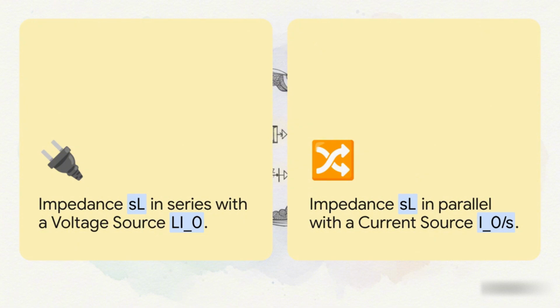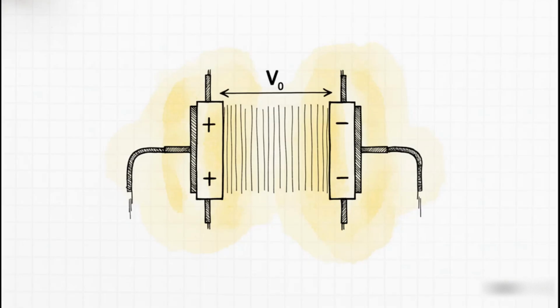But that initial current, it becomes its own little source in our model. We can show it as either a voltage source or a current source. The initial condition is no longer something we have to track separately. It's part of the circuit itself. Okay, next up is the capacitor. And it's a similar story.